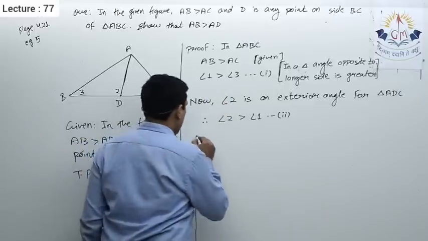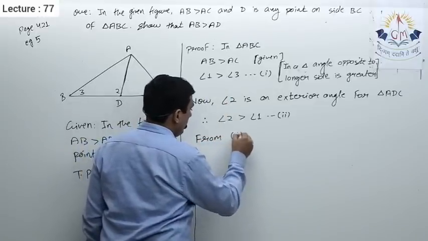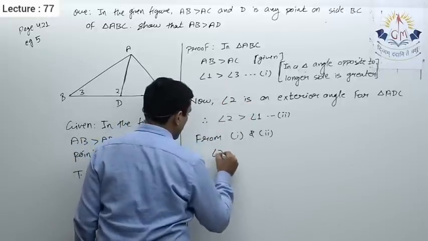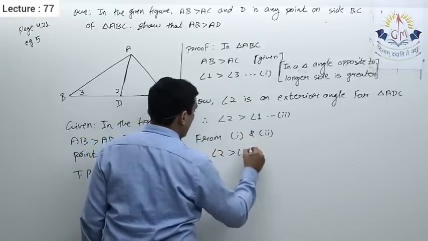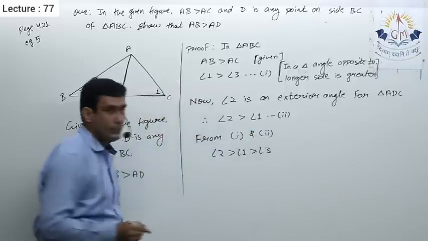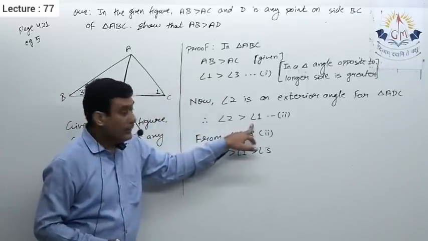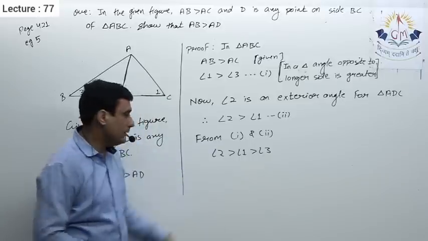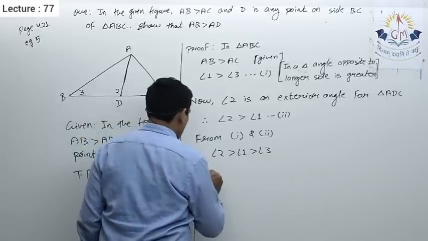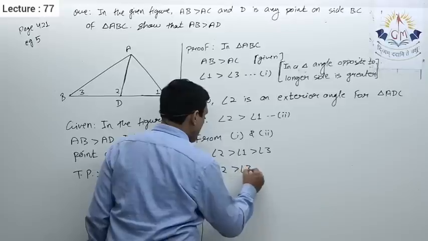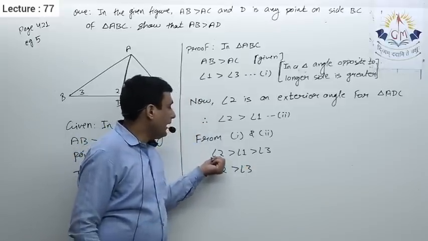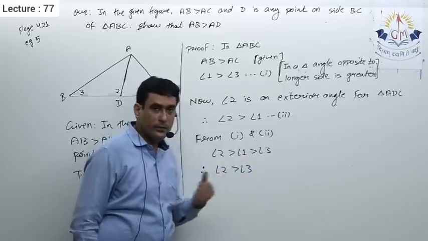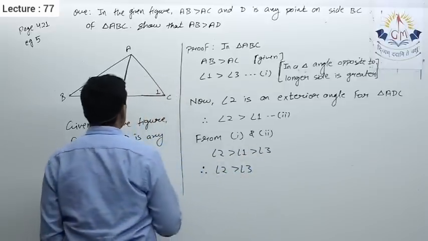Now see, here 2 is greater than 1, and 1 is greater than 3, it is given. So from first and second, if I combine these two results, I can write angle 2 is greater than angle 1 and angle 1 is greater than angle 3. I get a sequence: 2 is greater than 1 is greater than 3. Therefore, obviously, angle 2 is greater than angle 3. In other words, if I say 9 is greater than 8, and 8 is greater than 7, obviously 9 will be greater than 7. So 2 is greater than 3, that we needed to prove.